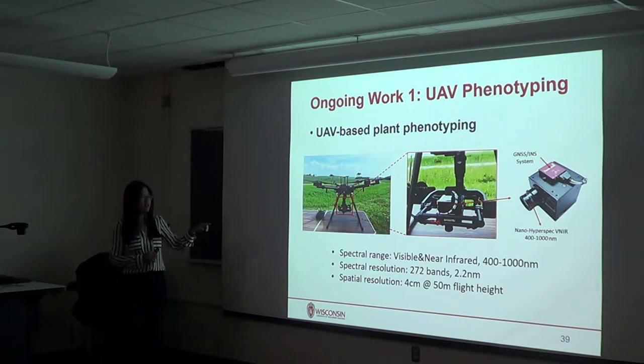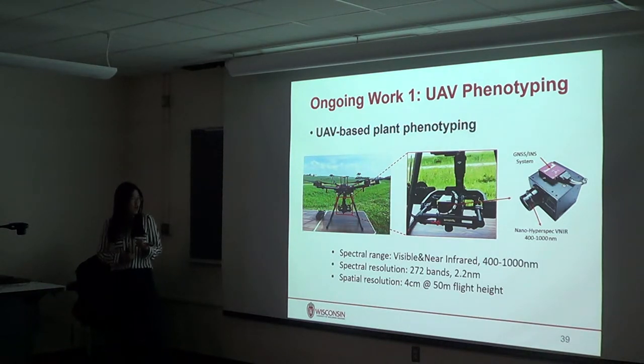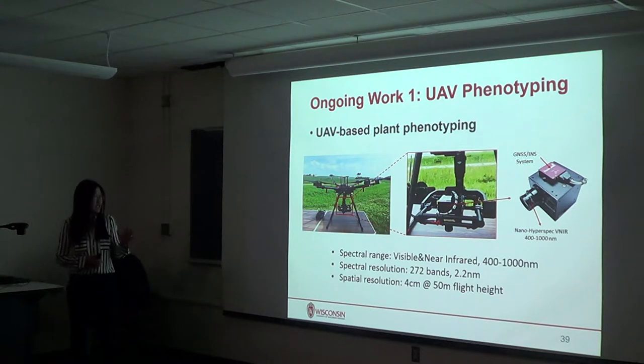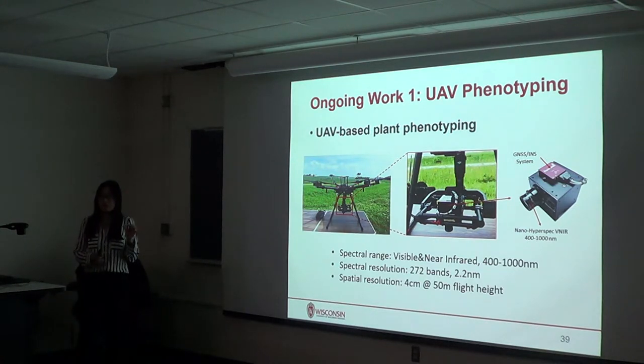It covers the 400 to 1000 nanometer visible and near infrared range. This range is very important for monitoring plant health. It gives me more than 270 spectral bands with a 2.2 nanometer spectral resolution. I usually fly it 50 meters above the ground, and it gives me 4 centimeter spatial resolution. So I will be able to distinguish the plots row by row.